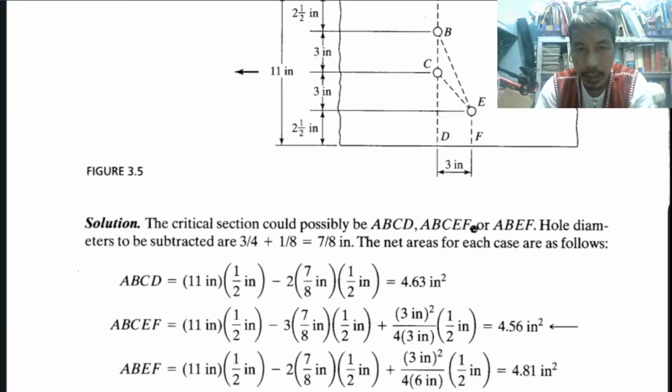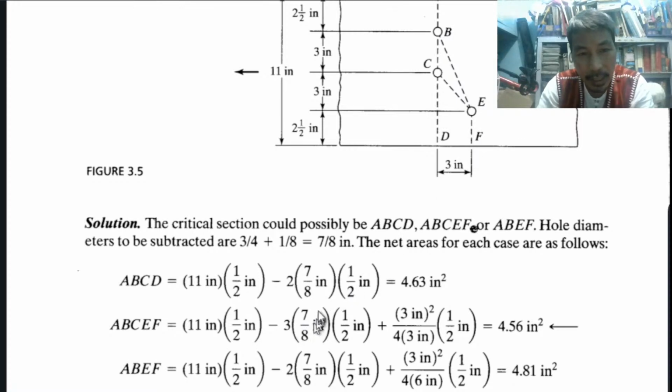Okay. Next part is A, B, C, E, F. So, the same gross area. But we have to subtract 3 holes rather than 2. There are 3 holes here: 1, 2, 3. There are 3 holes in the path.